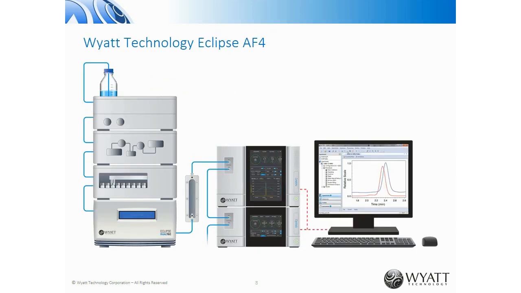The next slide shows a scheme of an AF4 system. Again, it consists of an HPLC part: degasser, pump, autosampler. The column is replaced with the channel that is connected to the controlling and measuring unit Eclipse. And in this example, we have only two detectors, a multi-angle light scattering detector, Dawn, and an RI detector, Optilab.